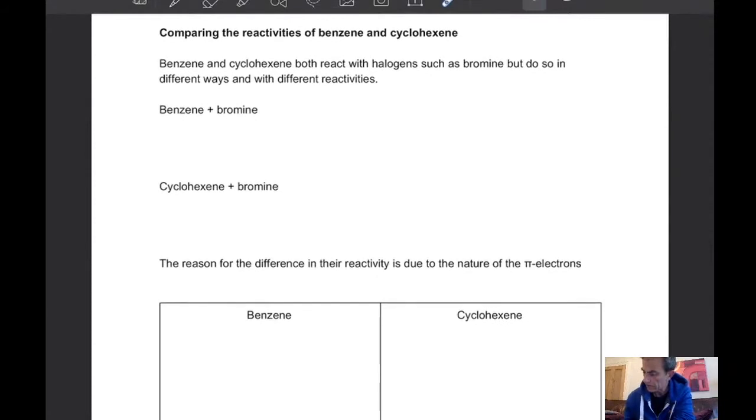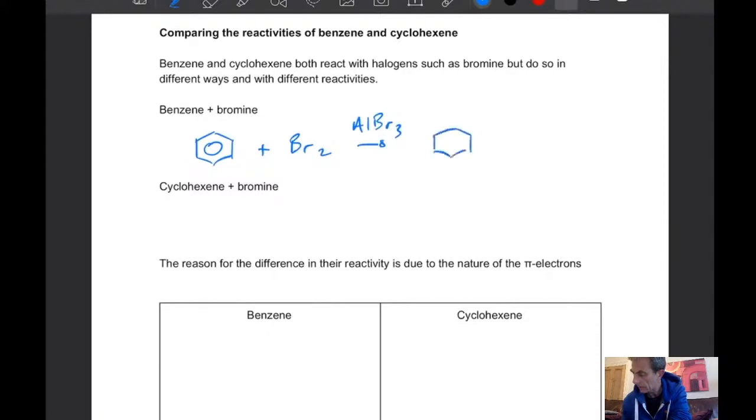So the first thing we'll do is remind ourselves of the two reactions. Benzene and bromine, saw that about 10 minutes ago. Benzene plus bromine, with AlBr3 or FeBr3 you could use, AlBr3, so that's your catalyst, is going to form bromobenzene and HBr. And the mechanism type is electrophilic substitution.